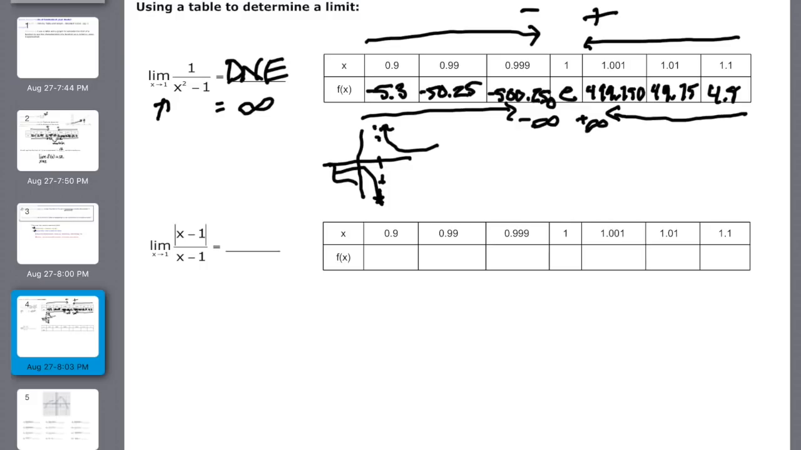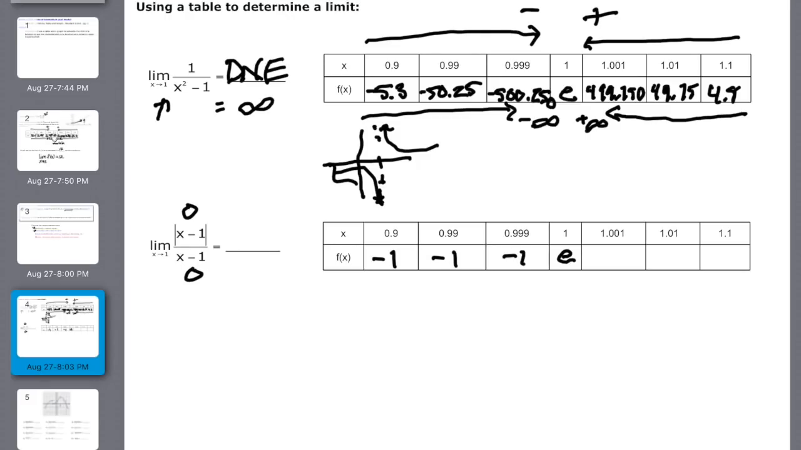So let's look at the next one, the absolute value of x minus 1 over x minus 1. If I plug in 0.9, I'm going to get a negative 1. In fact, I'm going to get a negative 1 everywhere here except at 1. I'm actually going to get an error. Because again, if I plug in 1 to my function, I'm going to get 0 in my denominator. In fact, I'm going to get 0 over 0, which is a huge problem.